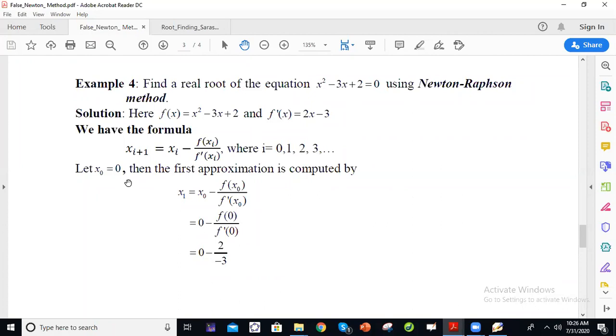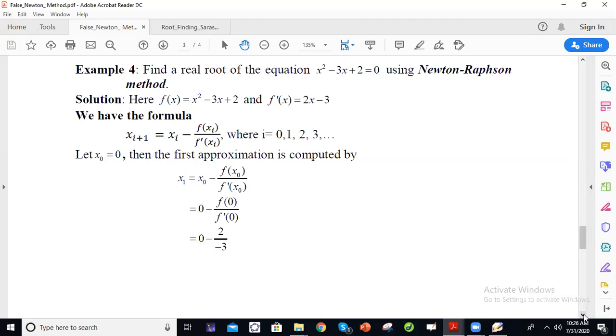We repeat our process until we get the desired accuracy. Here x1 equals x0 minus f of x0 over f dash x0. Just find x1.